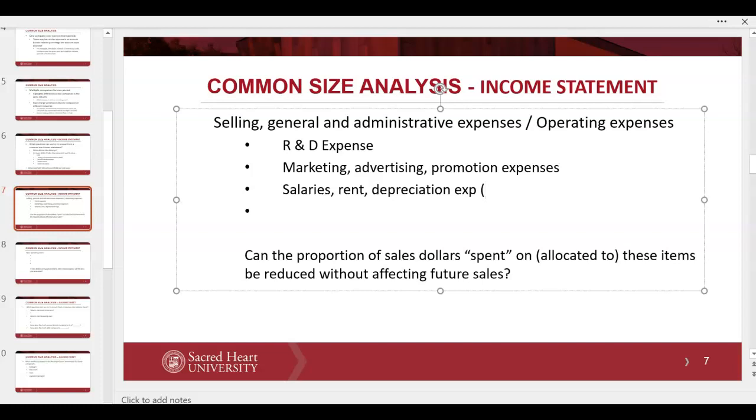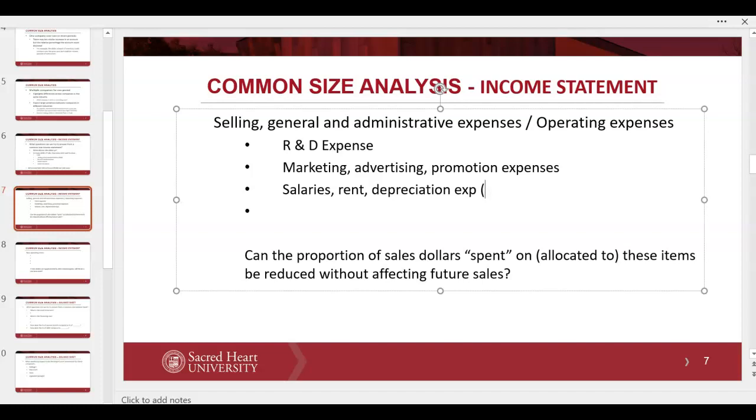But we have to remember that for manufacturing companies, and that's mostly what we're going to be analyzing, any salaries, rent, depreciation, utilities, insurance, any of these operating expenses that relate primarily to producing and manufacturing our goods are going to go into cost of goods sold. So they're going to be recorded as part of inventory through manufacturing overhead. And then once those goods are sold, the expense is going to be cost of goods sold.